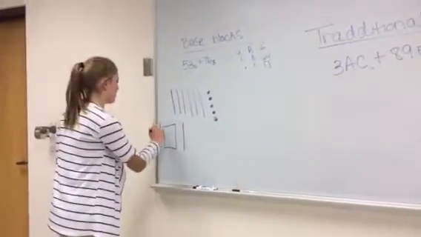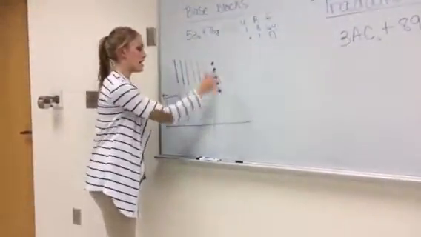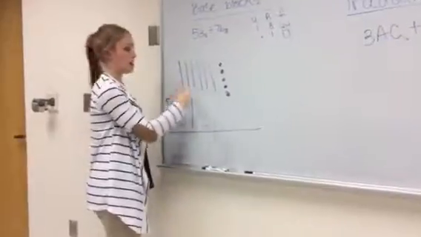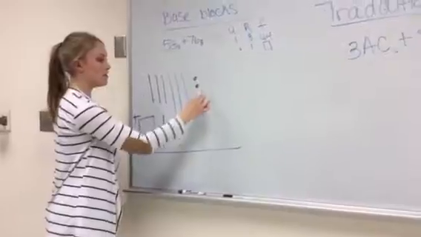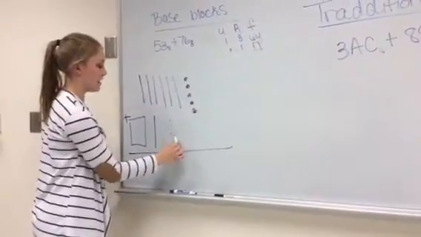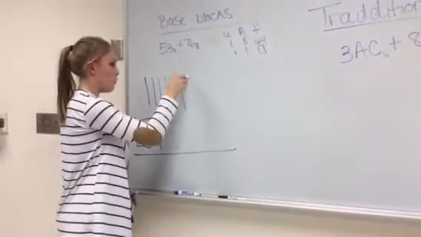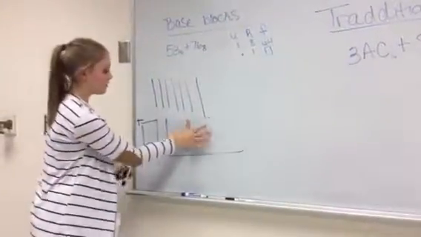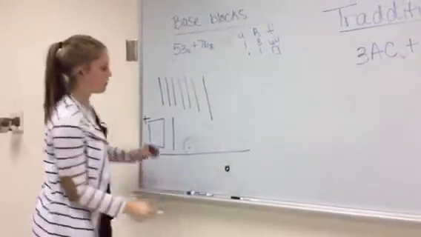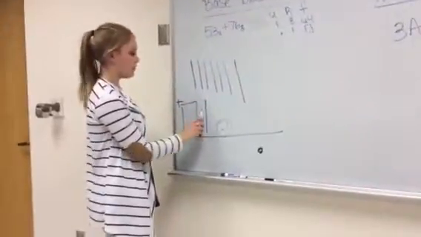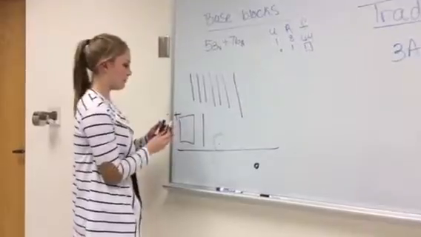Now when adding these together, we know that 8 units equals 1 rod and that 8 rods equals 1 flat. So let's count them out. We have 1, 2, 3, 4, 5, 6, 7, 8. So 8 of these will equal 1 new rod, leaving you with 1 dot left over. Now if you add up our rods, we have 1, 2, 3, 4, 5, 6, 7, 8, which equals 1 flat.